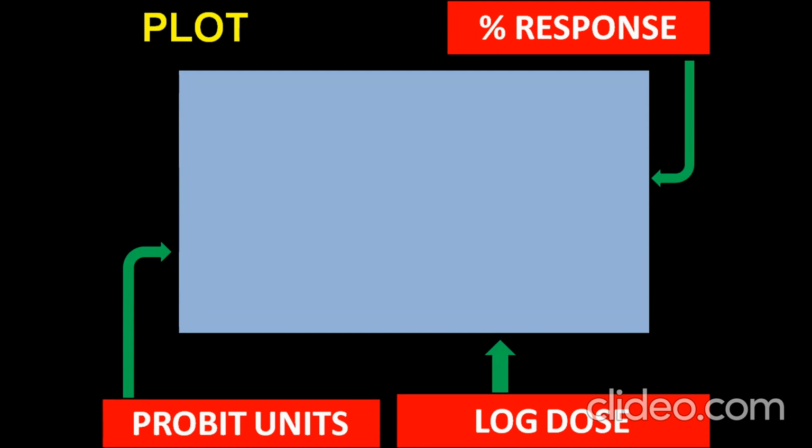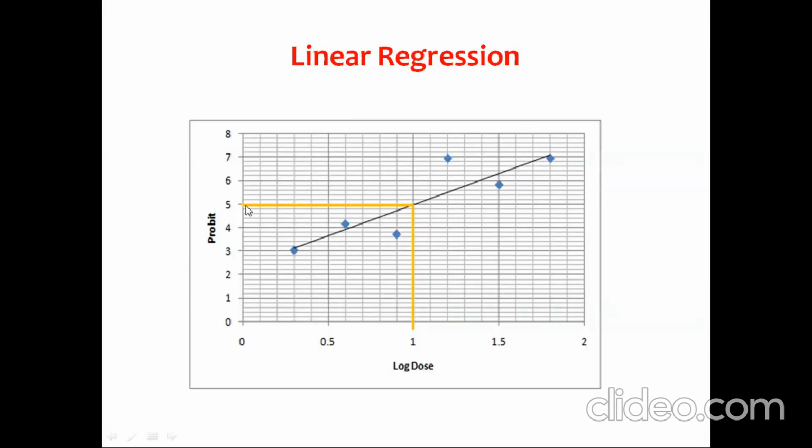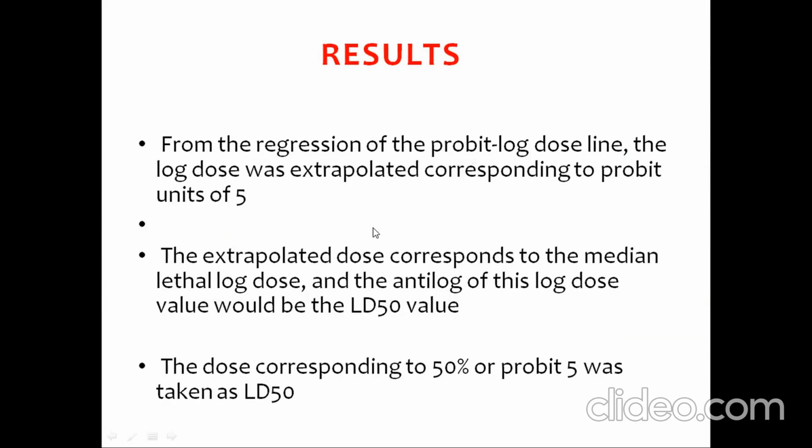In this way we can plot the graph, with probit units on one axis and log dose as well as the percent response. We can interpolate to 50%, and we will get the value. From the regression we get the probit log dose line, and the log dose corresponding to probit unit 5 is read off. The extrapolated dose corresponds to the median lethal dose, and the antilog of this log dose gives you the value of the LD50. The dose corresponding to 50% at probit 5 was taken as the LD50.